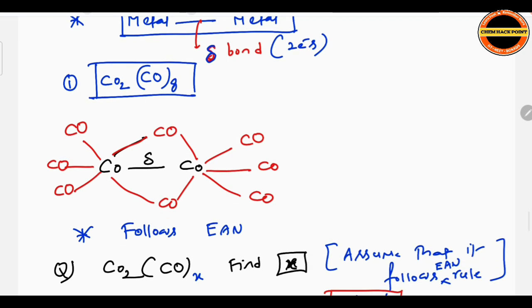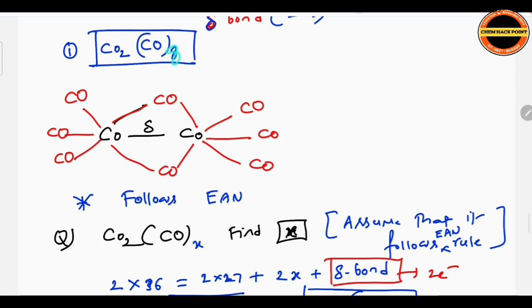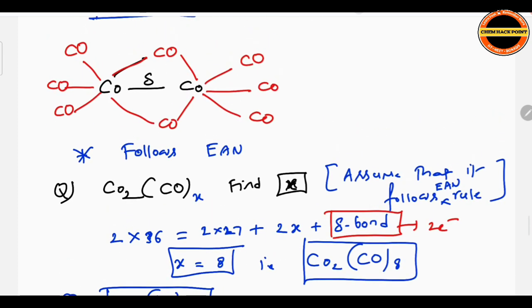You have to remember these structures, like Co2(CO)8. Here Co is cobalt with its respective carbon monoxide groups, and in between there is a delta bond. Practice the structures because structure-based questions are asked. For example, in the question Co2(CO)x, we know it is 8, but if it is unknown, how do we find the x value?